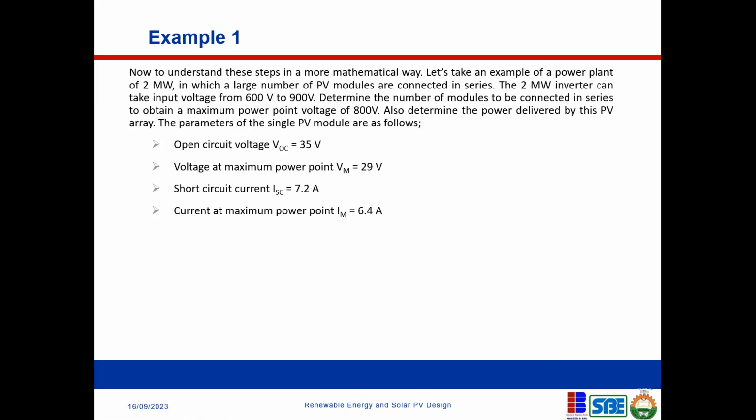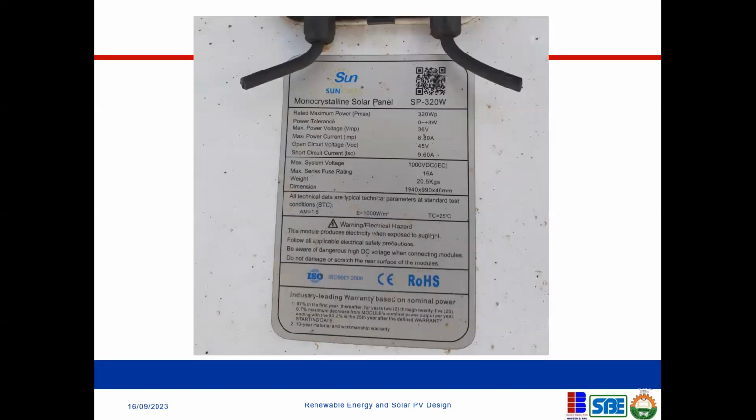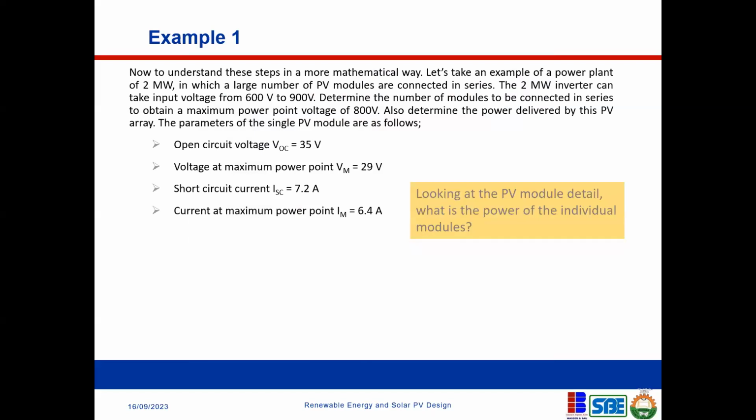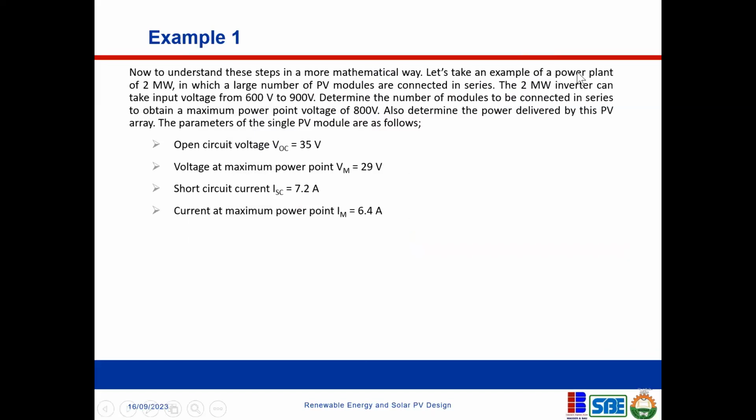Now, to understand these steps in a more mathematical way, the steps you're talking about in terms of your maximum power output from your solar PV system, looking at the ratings from the solar panel. Let's take an example of a power plant. This power plant is 2 megawatts. This is huge, right? 2 megawatts, in which a large number of PV modules are connected in series.